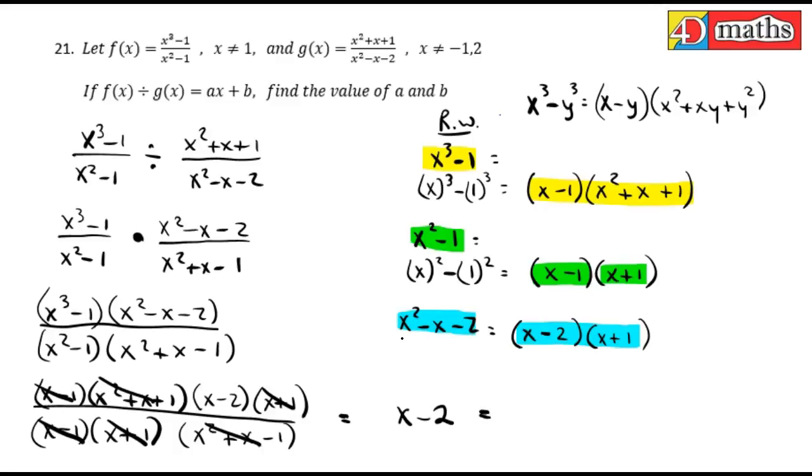So if we compare that to what they were asking you, ax plus b, what would a be equal to and what would b be equal to? Well, a is the number in front of the x, so in this case it's 1, and b is the number at the end, which is minus 2. So we have found our values for a and b.